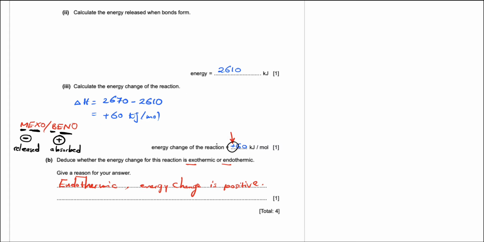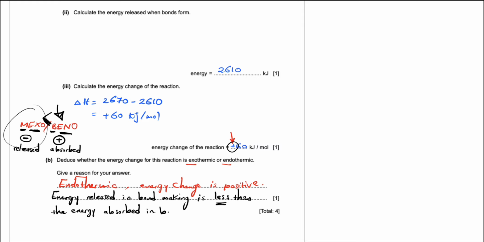Since the overall change is positive, it means that the right side part here in the bendo is more than the left side in mexo. So bendo is more than mexo. So positive is greater than negative. That's why the overall is positive. So you may say the energy in bond making, which is this negative part, is less than the energy absorbed in bond breaking. So once again, the positive bendo is greater than the negative, or you may say the negative is less than the positive.